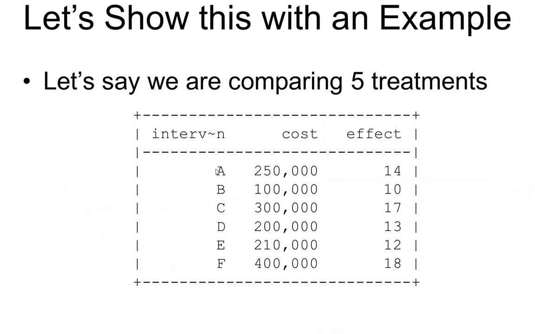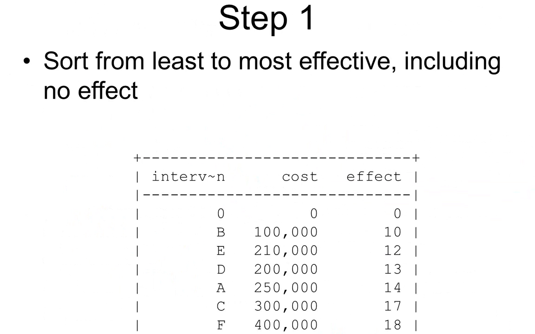Just called, sorry, it's actually 6 treatments here, A, B, C, D, E, and F, each of which has a cost and each of which has an effect. And again, the cost could be in dollars, the effect could be in life years or qualities. It doesn't really matter. So let's go see how we would go about analyzing these data.